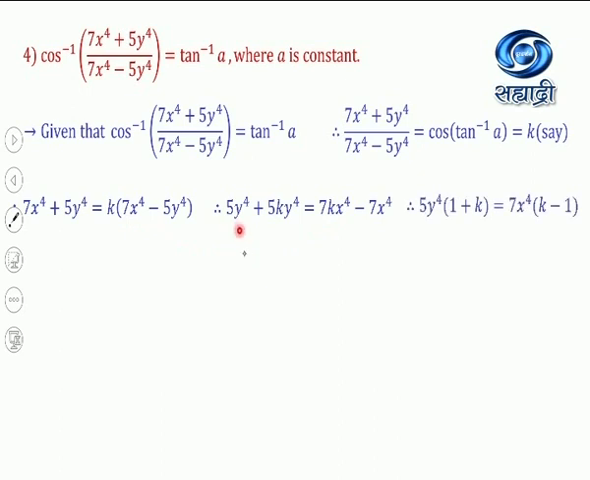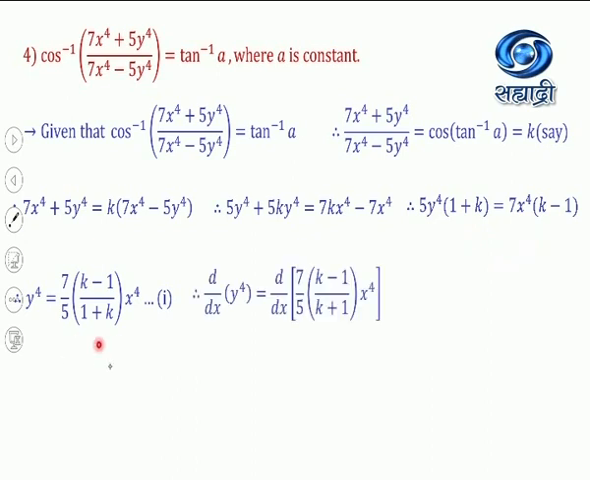Here 5y^4 is common, can be taken out. In bracket we write 1 plus k. Similarly here 7x^4 is common, can be taken out. Then in bracket we write k minus 1. Then take this 5 into (1 + k) on the right hand side. So we get y^4 equal to 7 upon 5 into bracket into x^4.